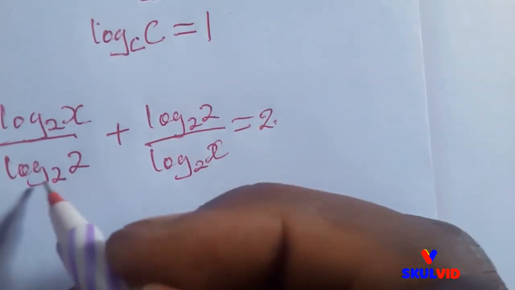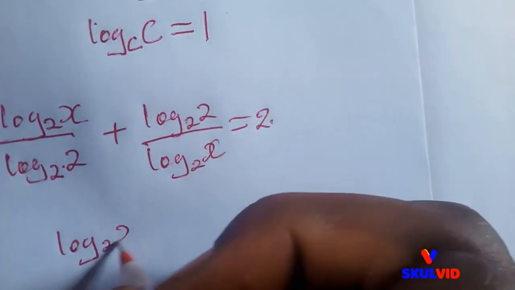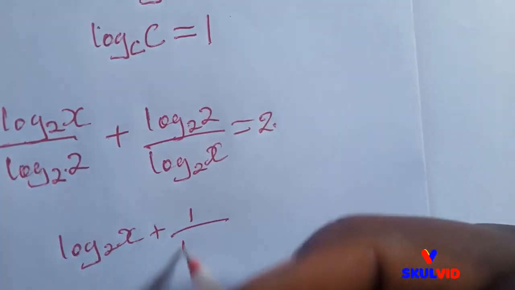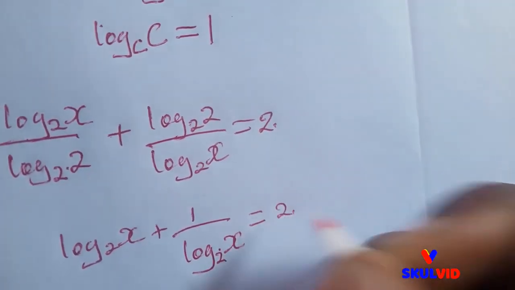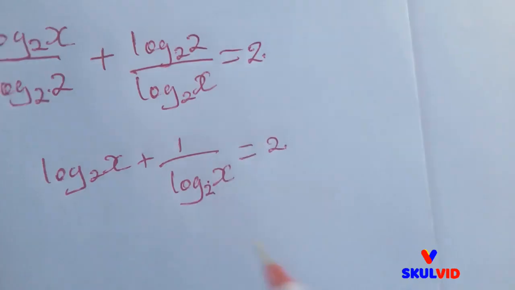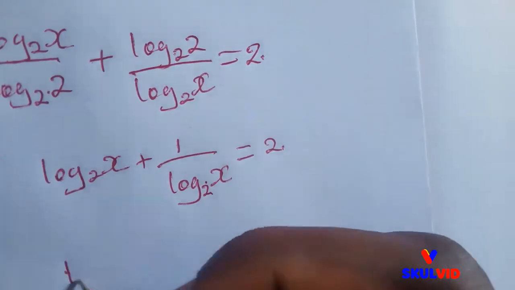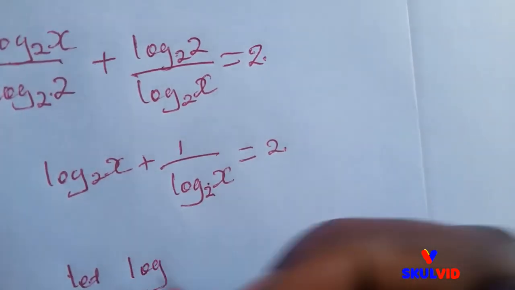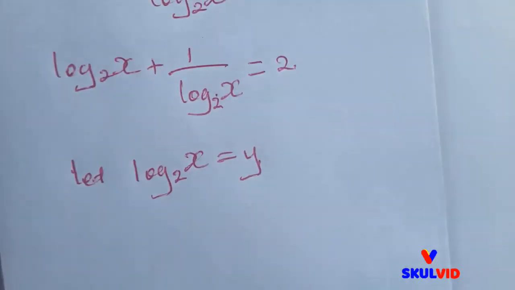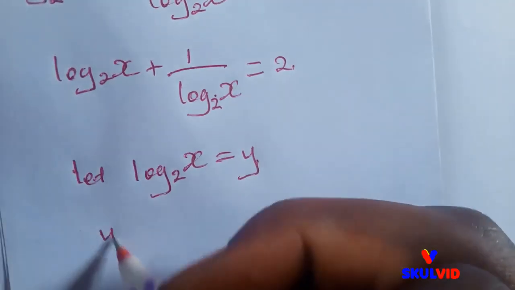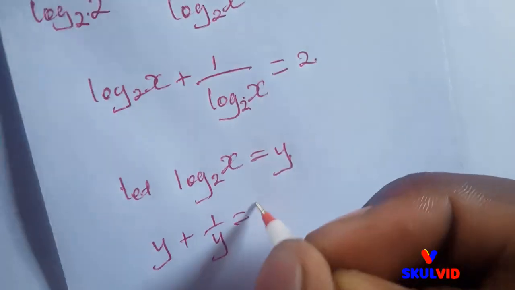And for what we have, this is 1 and this is 1, so that we have log x add 1 over log x, all this to base 2, is equal to 2. So next, I can choose to say this log x to base 2 is y, and I can say let log x to base 2 equal y. So I have y add 1 over y is equal to 2.